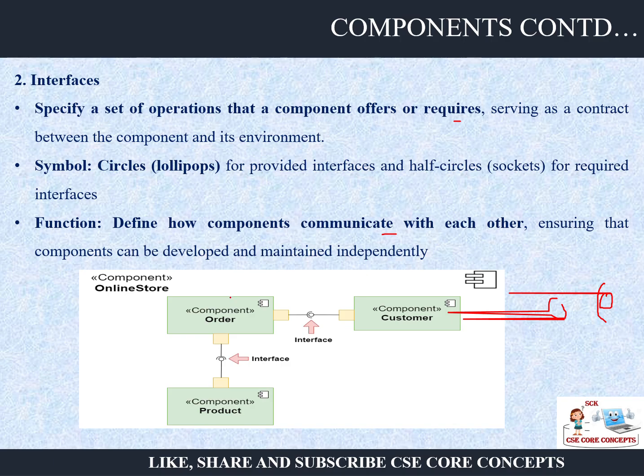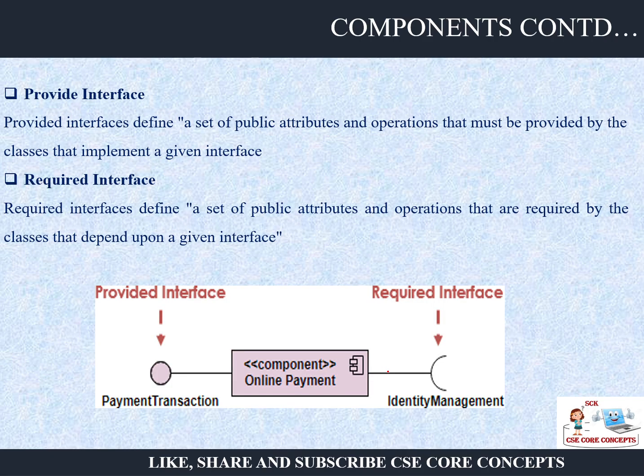Here in this example, you can see you have an order component, a customer component, and a product component. These three components are connected. A customer places an order. When it places the order, obviously you are giving it some interface to place the order for the products. So you list down the products, so you require a certain interface.